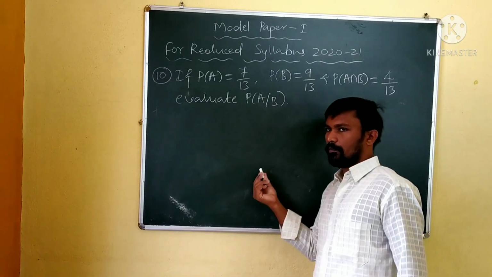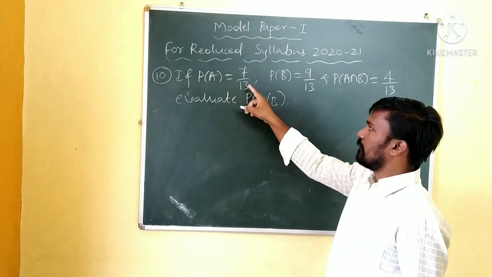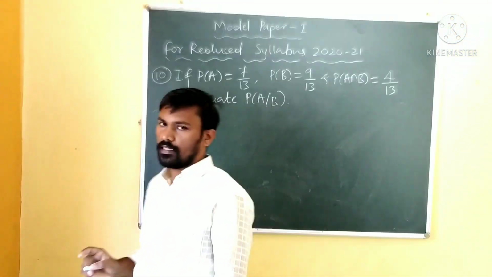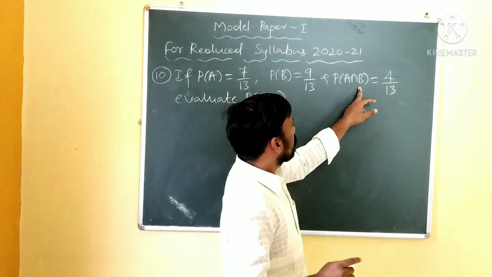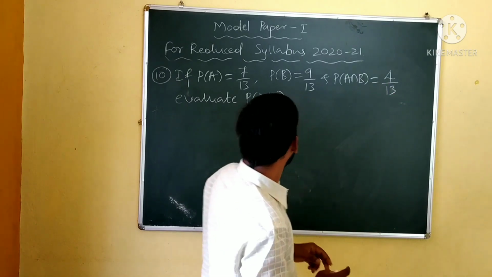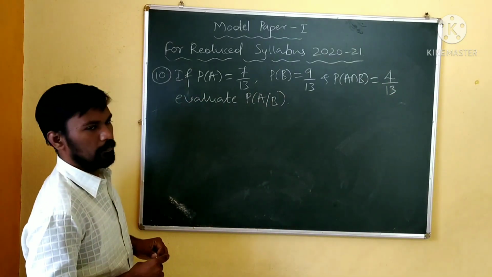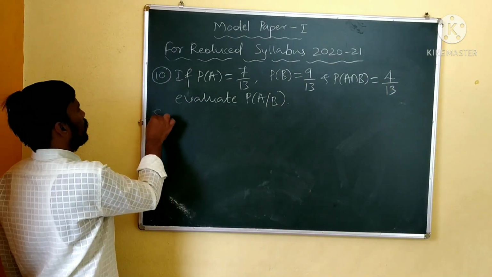See the last question in part A. If P of A is equal to 7 by 13 and P of B is equal to 9 by 13, P of A intersection B is equal to 4 by 13, then find out P of A by B. This is from the last chapter, probability.